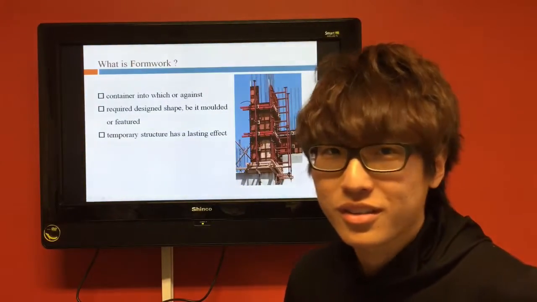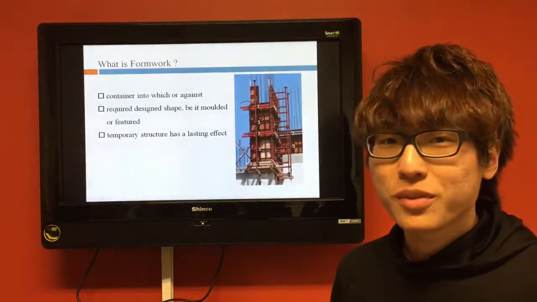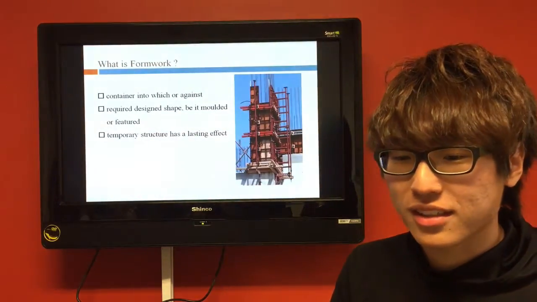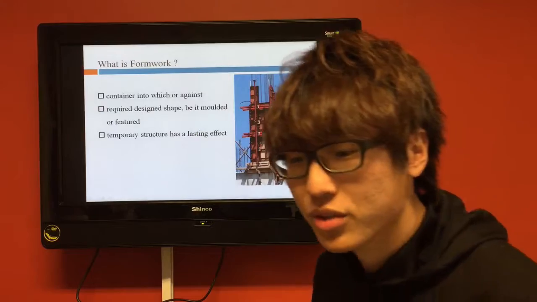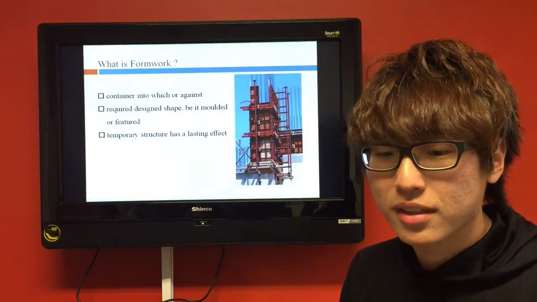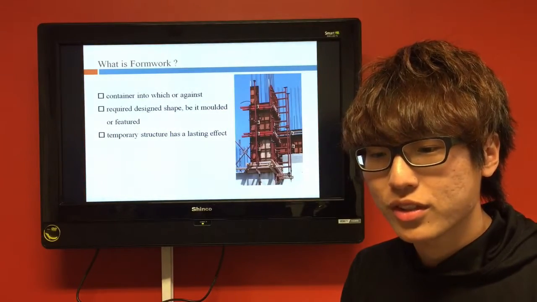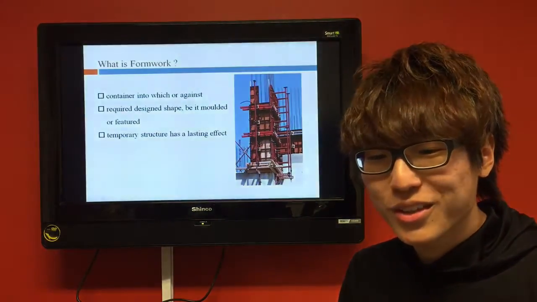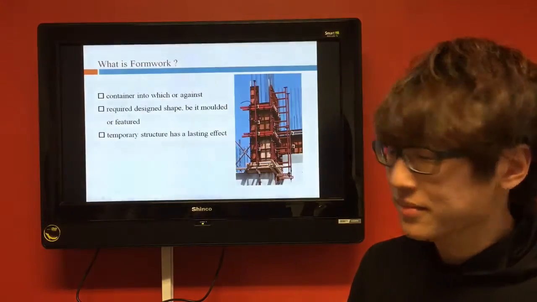I will talk about the steel formwork in superstructure. What is formwork? Formwork is a container into which or against which the concrete is cast to the desired shape, but it is moulded or fabricated massive and sturdy, exploded or only used in temporary structure.